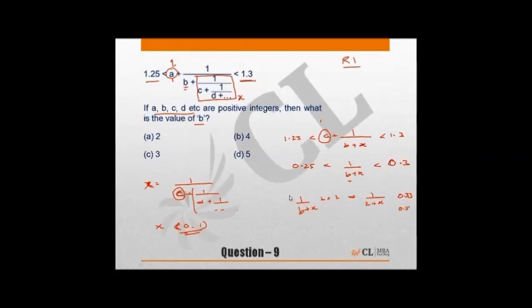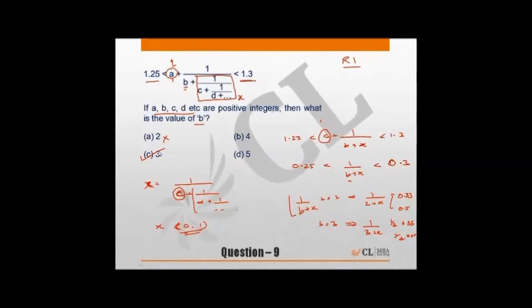That means b plus x will lie between 0.33 and 0.5, so 2 cannot be the answer. If b is equal to 3, what would happen? This will become 1 upon b plus x, which becomes 1 upon 3 plus x. So the smallest possible value and the largest possible value, let's check out. This will be 1 by 3 and 1 by 4. That means 0.33 and 0.25, or greater than 0.25, less than 0.33. So the correct answer has to be choice C, which is number 3.